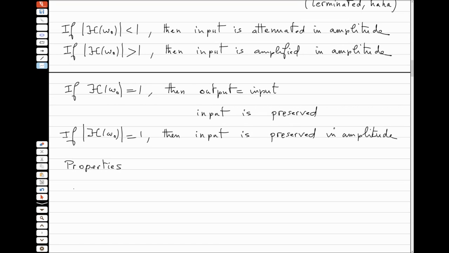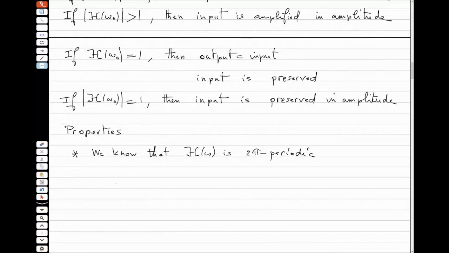Now, properties. We know that frequency response is 2 pi periodic. So obviously, both the magnitude response and the phase response are 2 pi periodic.